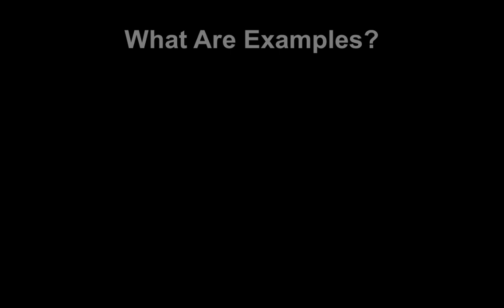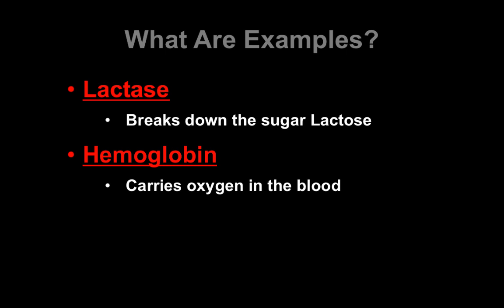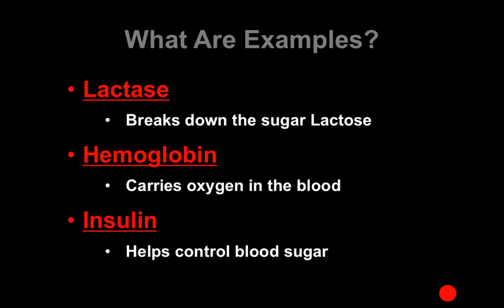So what are some examples of proteins? Lactase. If you're lactose intolerant, it means you don't have the enzyme lactase to break down the carbohydrate lactose. Hemoglobin helps carry oxygen in your blood. And insulin helps control blood sugar, and if it is not made properly, then that leads to diabetes.